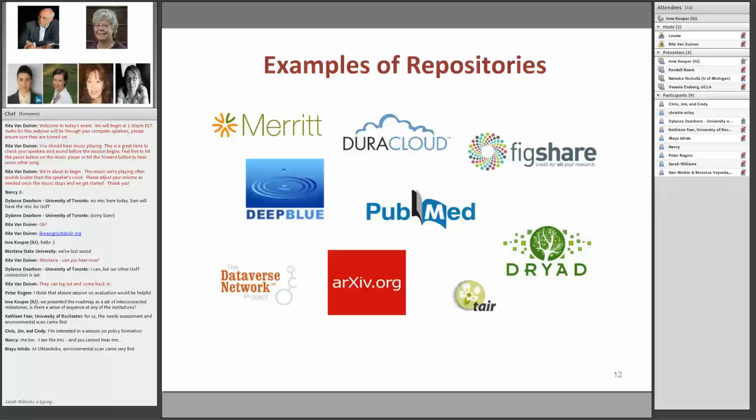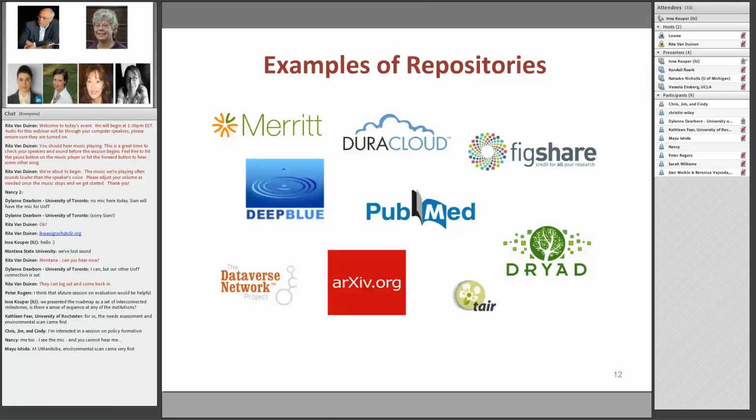Merritt and Deep Blue, for example, are examples of institutional repositories at the University of California and at the University of Michigan. DuraCloud is an example of a cloud repository that provides different options of how to store and preserve content. Figshare is the most common kind of business-oriented repository. Everyone can deposit their content there, but it also has an institutional option. PubMed can be considered a disciplinary repository, but also a funder-supported repository, because part of it is supported by funders.